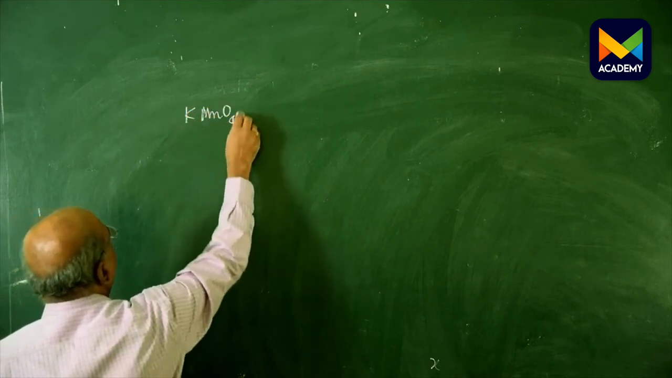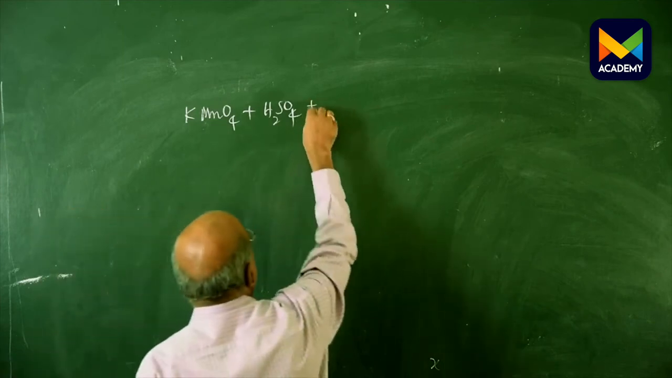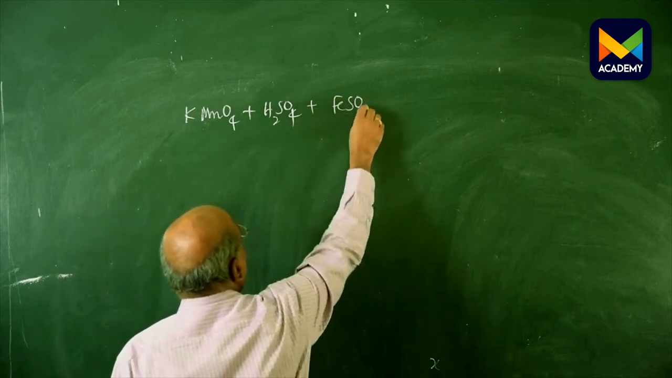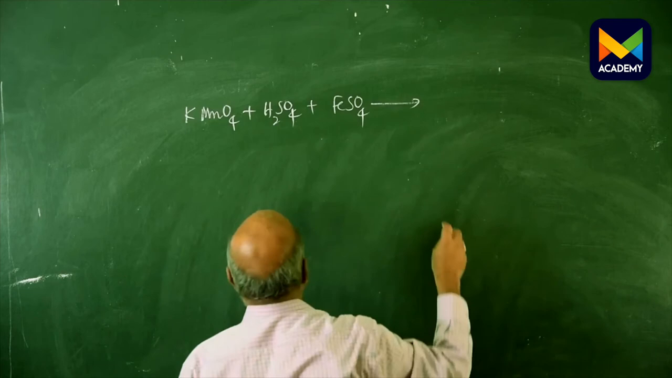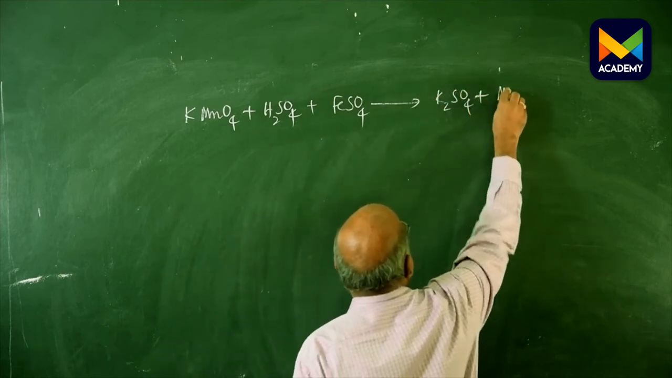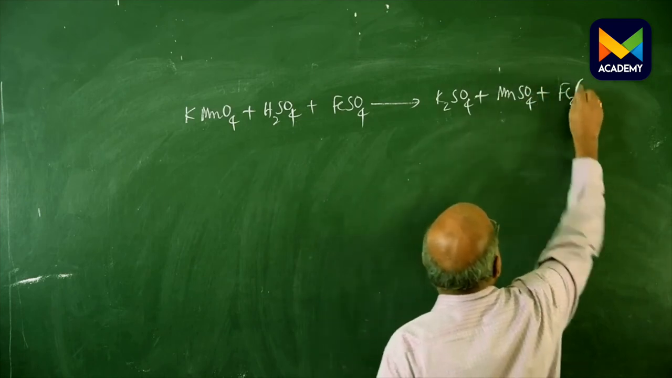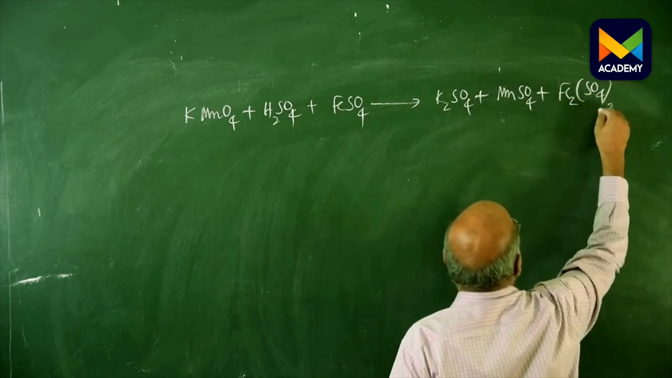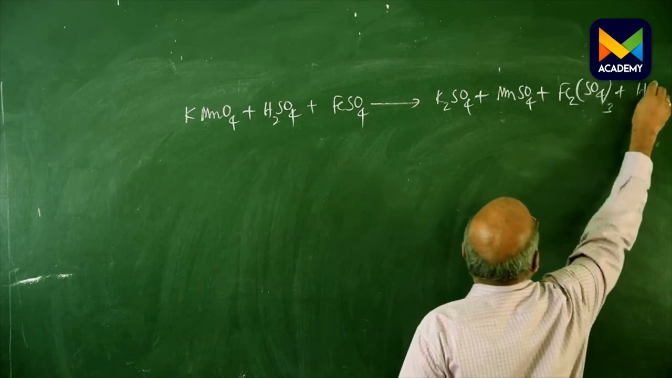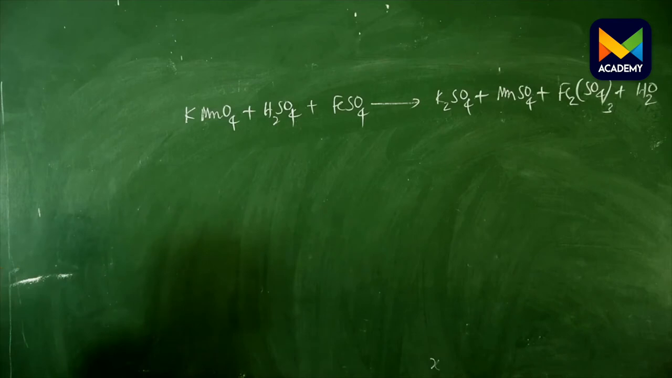KMnO4 under acidified conditions oxidizes ferrous sulfate to ferric sulfate, itself reduces to manganese salt. Potassium sulfate, MnSO4, ferric sulfate plus water. Let us see, this is one molecular equation.